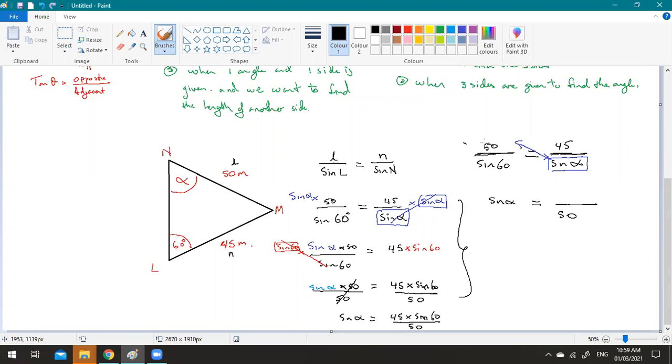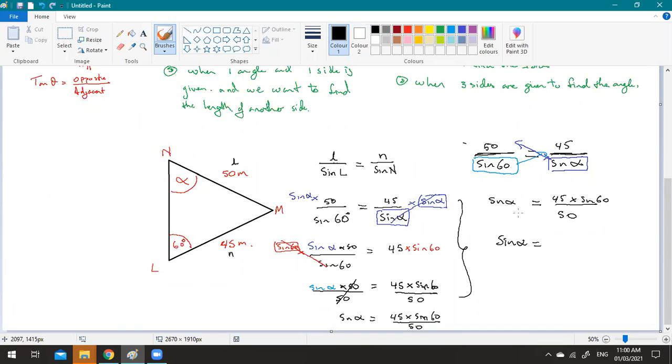So let us change position. It was on top on the left hand side. When it comes to the right, it becomes below, right? Yes, sir. The sine 60 was below, so when it goes across the equal sign, it goes on top. So we have 45 by sine 60. Instead of doing all of this, you could have done it in one step. And now we could work it out using the calculator.